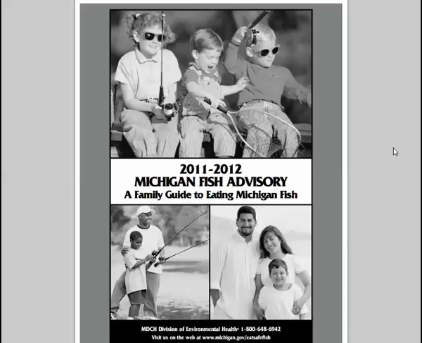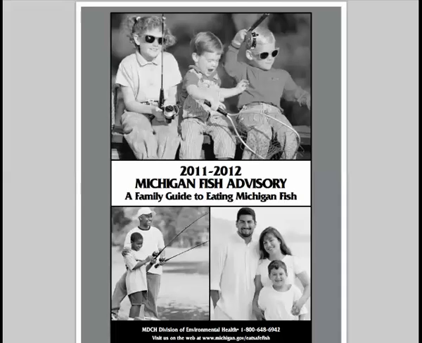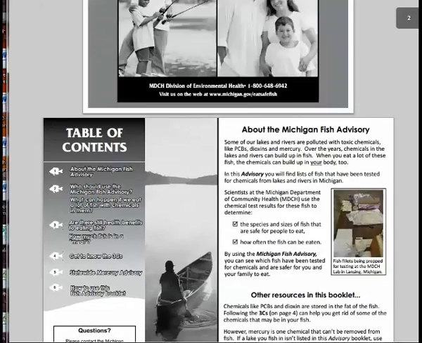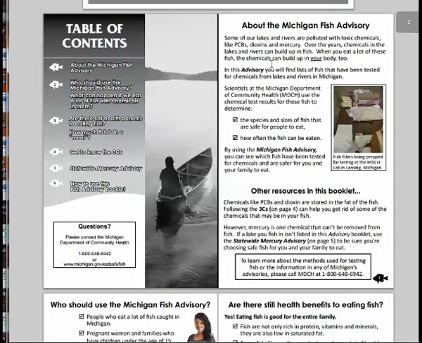So if we scroll down on this, you'll see where it talks about the Michigan Fish Advisory. It talks about some of our lakes and rivers being polluted with toxic chemicals like PCBs, dioxins, and mercury. So over the years, chemicals in the lakes and rivers can build up in fish. When you eat a lot of these fish, the chemicals can build up in your body as well. So the advisory goes on to talk about areas of the state where there are bodies of water that have been tested for these chemicals, where we see larger concentrations of these chemicals.